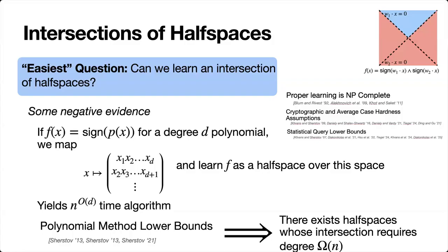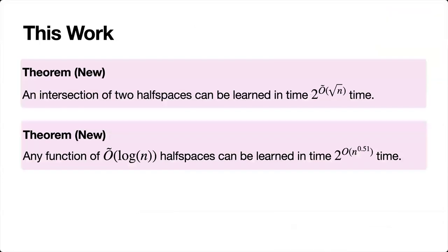So at this point, the question is: is there something to learn here, or is this class beyond what we should hope to extract some structure from and get a learning algorithm? The main result I want to talk about is that we can indeed learn something here. In particular, an intersection of two half spaces can be learned in 2 to the square root n time.